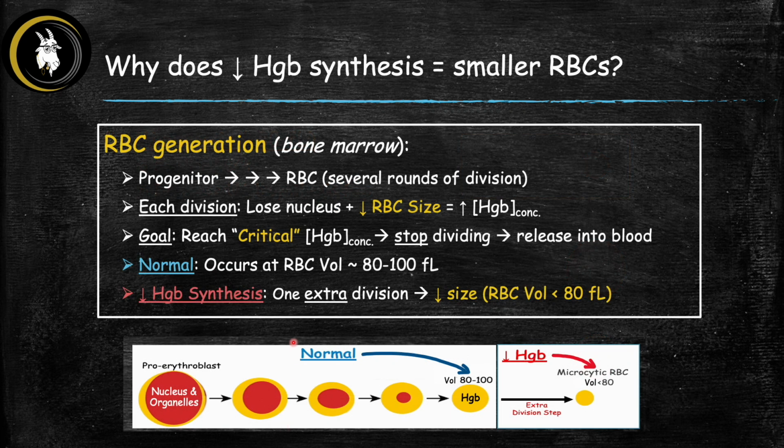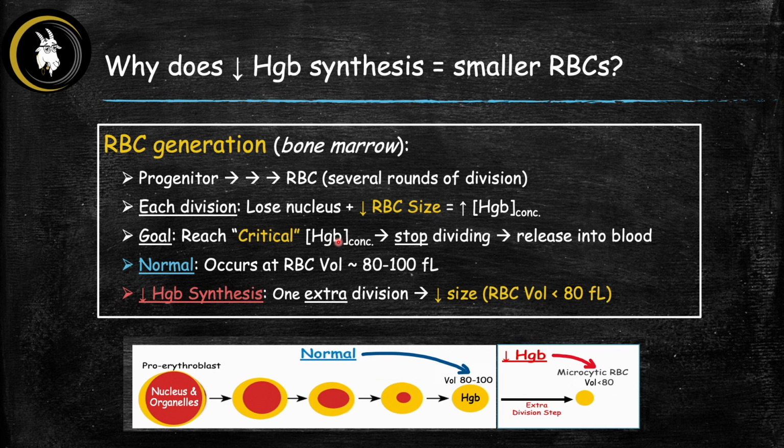Okay, so you might be wondering, why is decreased hemoglobin synthesis the cause of microcytic anemia? In other words, how does making less hemoglobin lead to smaller red blood cells? Well, here's why. Red blood cells are generated in the bone marrow from a progenitor cell. They're going to undergo several rounds of division, and with each division, they're going to get smaller until the hemoglobin concentration inside of the cell is high enough to reach what's called a critical level. And then once this happens, then it can get released into the blood.